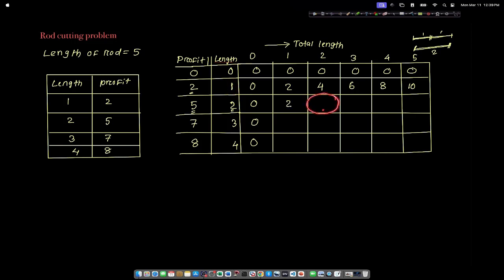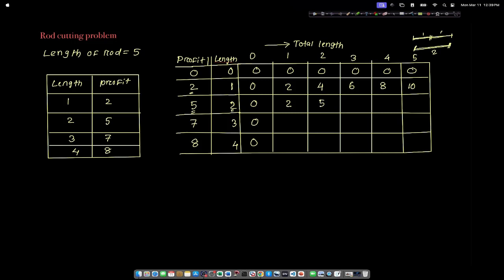In this cell, it indicates that we have a rod of 2 unit length. We can divide it either into 2 pieces of unit 1 or one single piece of unit 2. So if we cut it into 2 pieces of unit 1, total profit will be 4. And if we cut into a single piece of length 2 units, then the profit will be 5. And the maximum of both the profits is 5. That's why we'll consider that 5 will be the profit.